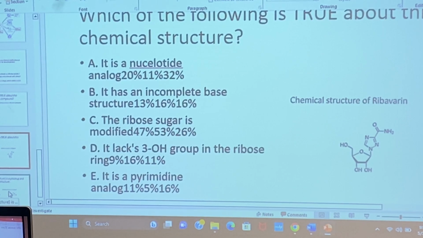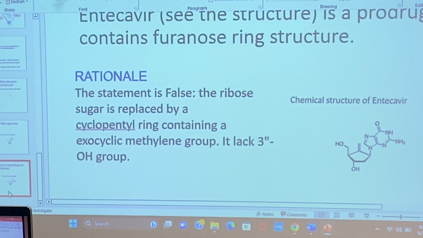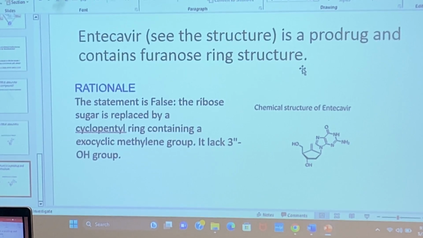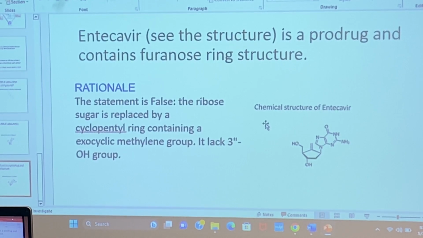Then the third question, I wanted to draw your attention. Entecavir. The structure is a prodrug and contains a furanose ring structure. Is it true or false? It's false. Some may have seen other statements true, then you may pick this one as true, but it is false because it has a cyclopentyl. Look at the furanose ring. There is something else in here. I pointed it out in my classroom. A methylene group is substituted in the ring, and it doesn't have a 3' hydroxyl group intact.